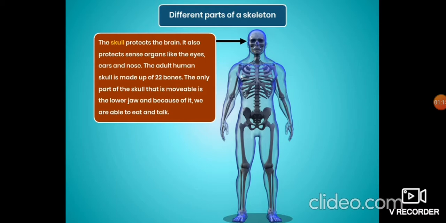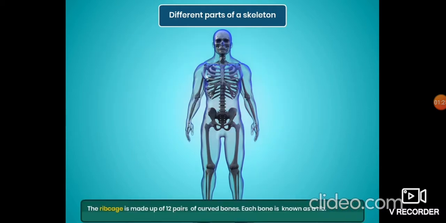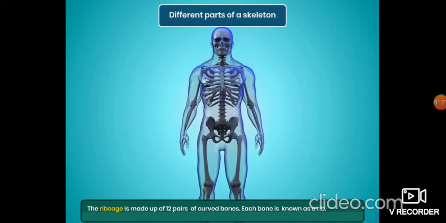The adult human skull is made up of 22 bones. Most of the bones are immovable. They do not move. Only the lower jaw of the human skull can move. It is movable. It helps us in eating and talking.